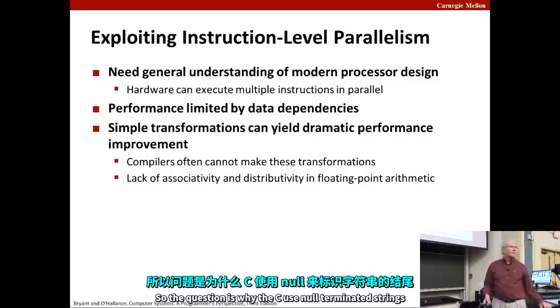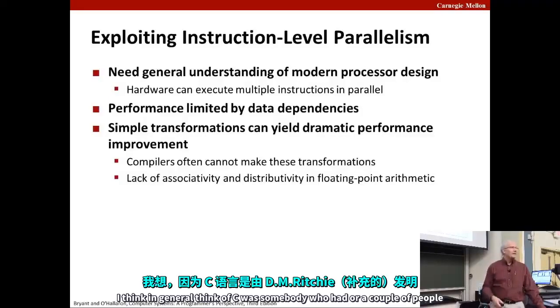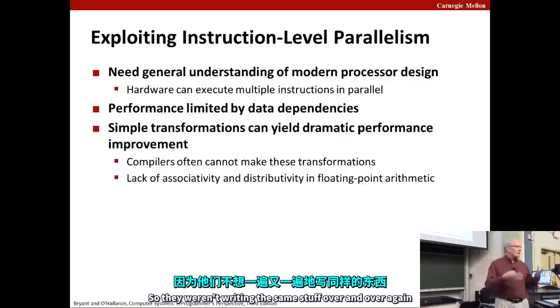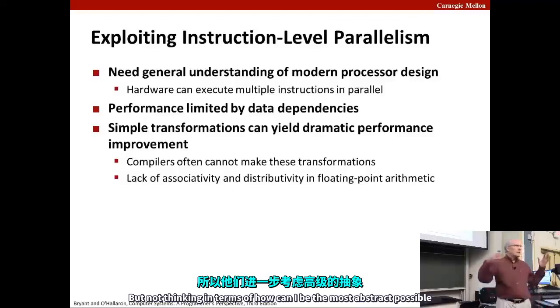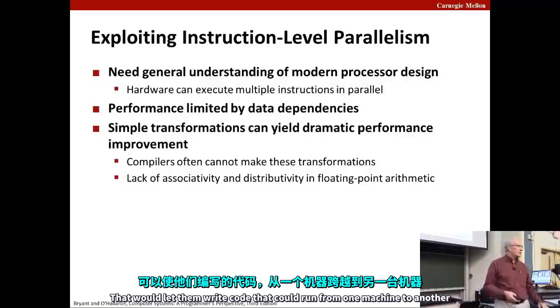So the question is, why does C use null-terminated strings? And it does, and it might be a bad decision for multiple reasons, right? But I think in general, think of C as created by a couple of people who had been writing a lot of assembly code and wanted to lift up that level so they weren't writing the same stuff over and over again, but not thinking in terms of how can I be the most abstract possible. So they were trying to provide a minimum layer on top of machine level programming that would let them write code that could run from one machine to another.